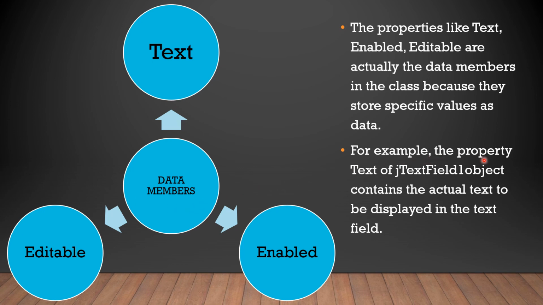For example, the property text of the JTextField1 object contains the actual text to be displayed in the text field. Means if we are talking about the property text and here is the object JTextField1, it will contain some actual data. As we just talked, the object contains the actual data and the class contains data members and methods. So the actual data will be contained in the object, and that object, JTextField1, will contain the actual text which will be displayed in the text field.